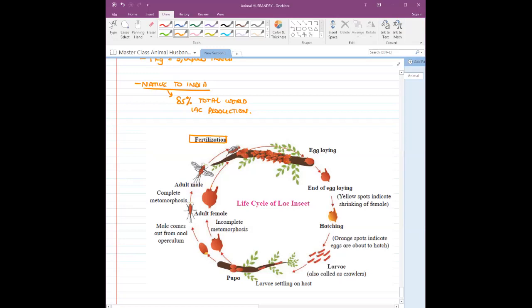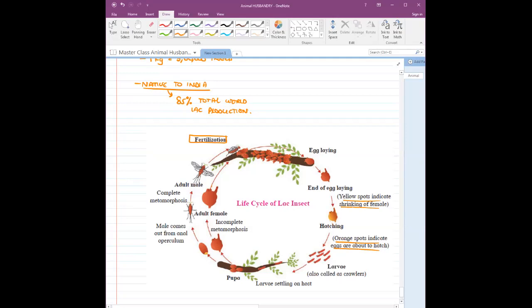Like they have said, if you see the yellow spots, it indicates shrinking of the female. And if you see the orange spots, then it is indicative that the eggs are about to hatch. So this is what is going to happen, guys. So at the end, you're going to see that this is going to hatch onto your branch.